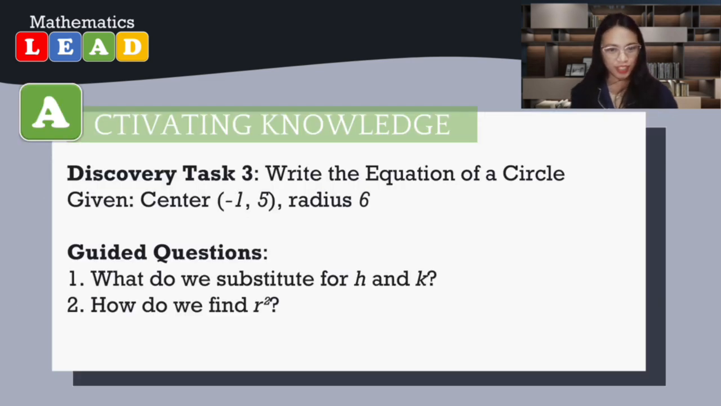Let's try another one. Write the equation of a circle when the center is given: negative 1 and 5, and the radius is 6. What do we substitute for h and k? And how do we find r squared?